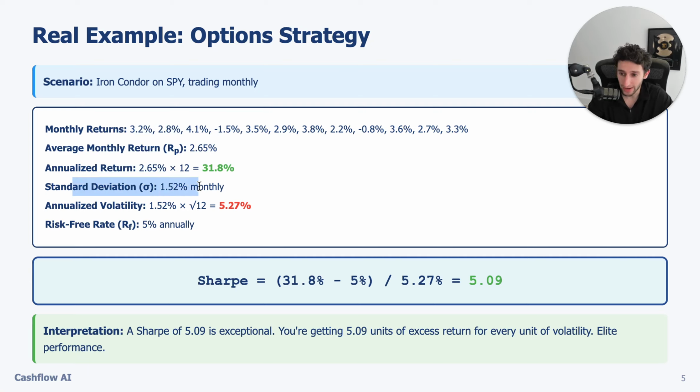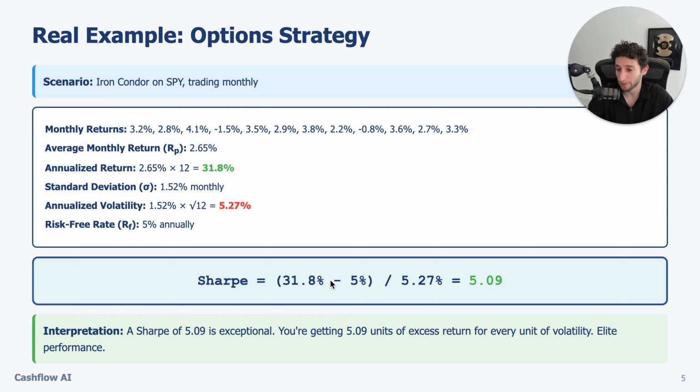Your standard deviation of the returns monthly would be at 1.52%. So your annualized volatility would be 5.27%. Risk-free rate would be 5% annually. So if you go ahead and look at your Sharpe ratio, you take your percentages here, plug them into the formula, and you end up getting 5.09. Now, this is obviously exceptional. This is an extremely good strategy.